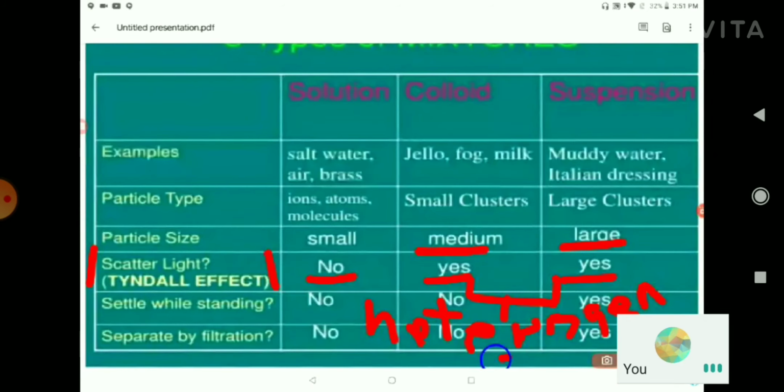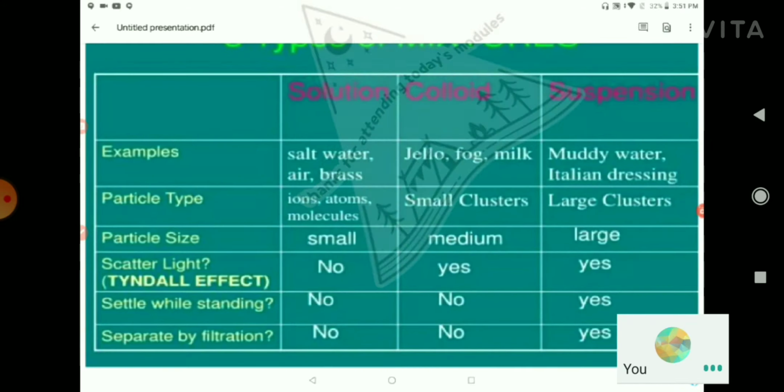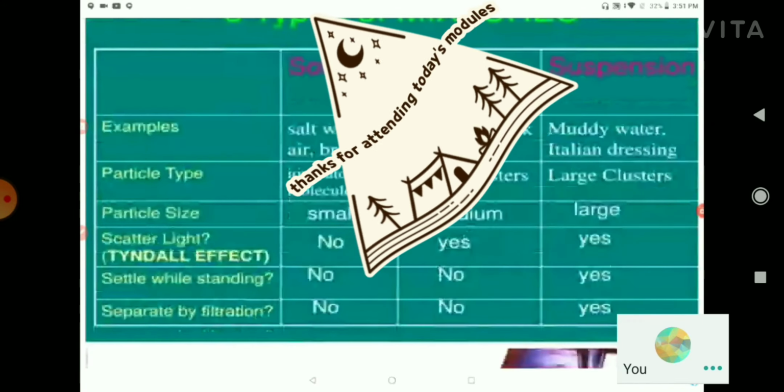Then separate by filtration. We can't filter a solution because it is mixed throughout. Colloid also no, but in suspension we can. So next slide.